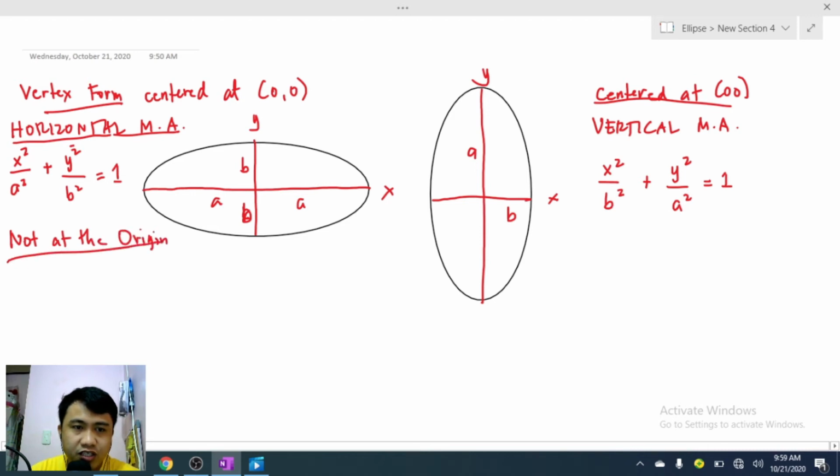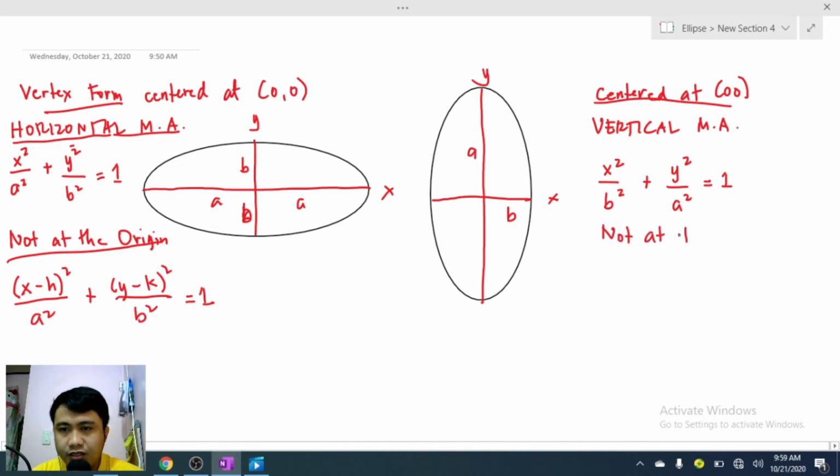Okay, ito na yung mayroon na siyang h and k. So, ganun lang din, pero this time, (x minus h) squared over a squared plus (y minus k) squared over b squared is equal to 1. Okay, ganun din sa vertical. Not at the origin, centered not at the origin. Meron na rin siyang h and k. So, (x minus h) squared over b squared plus (y minus k) squared over a squared is equal to 1.